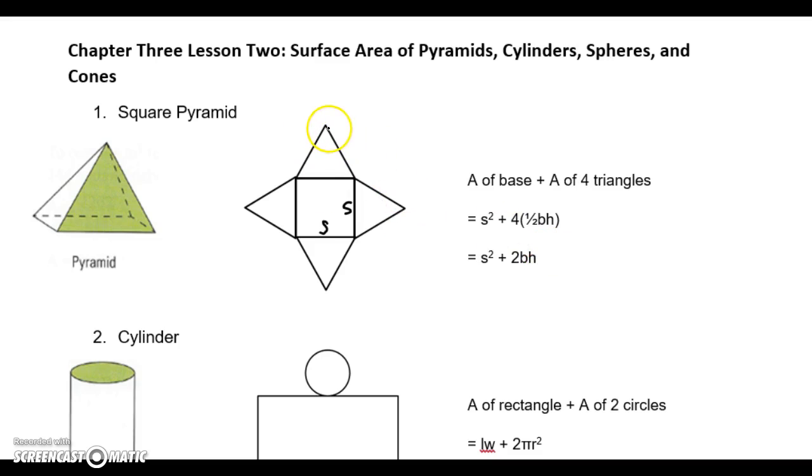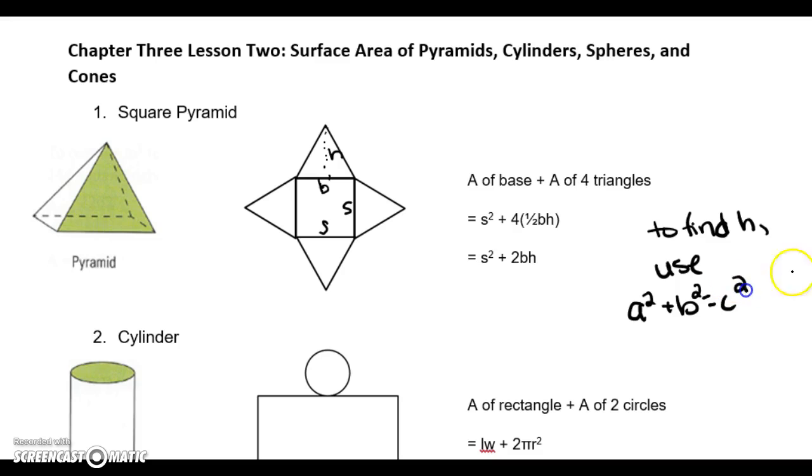Here, the height of your triangle goes from the top of your triangle down to the base, and those are the values that you'd be looking for. If you didn't have the height of your triangle, you'd have to use the Pythagorean theorem, so that would be a squared plus b squared is equal to c squared. Just be careful, because when you're using the Pythagorean theorem, you'd be dealing with a right triangle, but you're only dealing with half of that base. So be very careful with what value you're using to calculate that height.